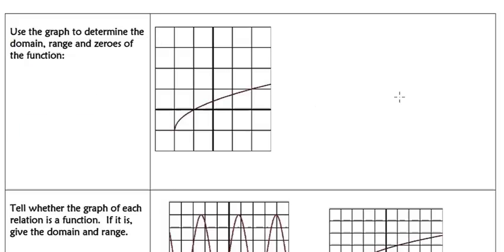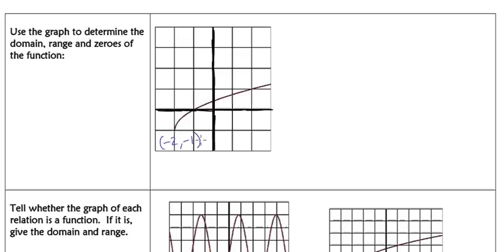All right, here we go, the second page on the 4.1 notes. It says use the graph to determine the domain, range, and zeros of the function. And I think that you can see this, but just to be explicit, this here is our y-axis, this here is our x-axis. And so our graph kind of begins over here at -2, -1. All right, that being said, let's find our domain.